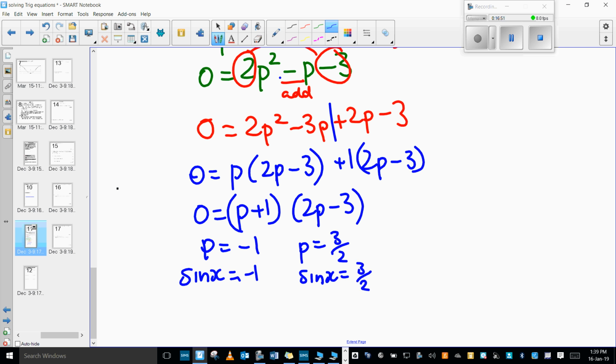Now, here's your recollection of your sine curve. What was the maximum value or minimum value of a sine curve? Where did it go up to and down to? 1 and negative 1. So what value is 3 over 2? 1.5. So is this possible? No. So at this point we say, this one's impossible.